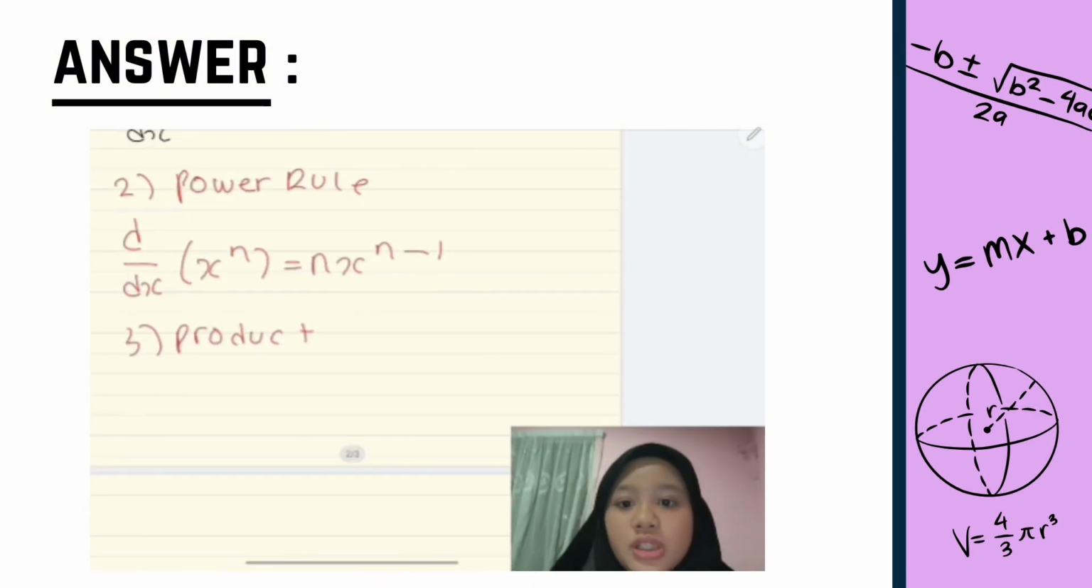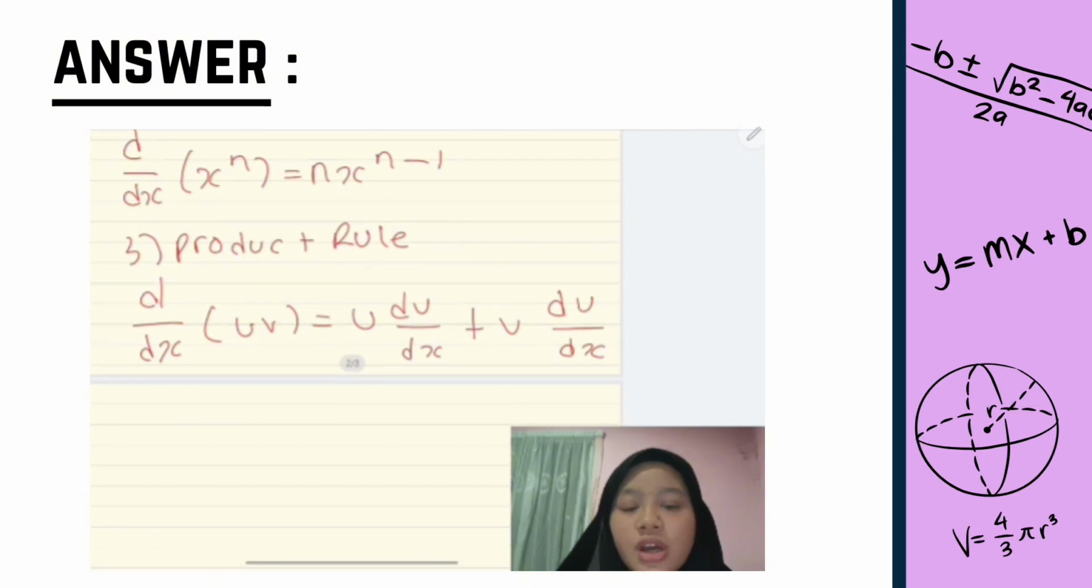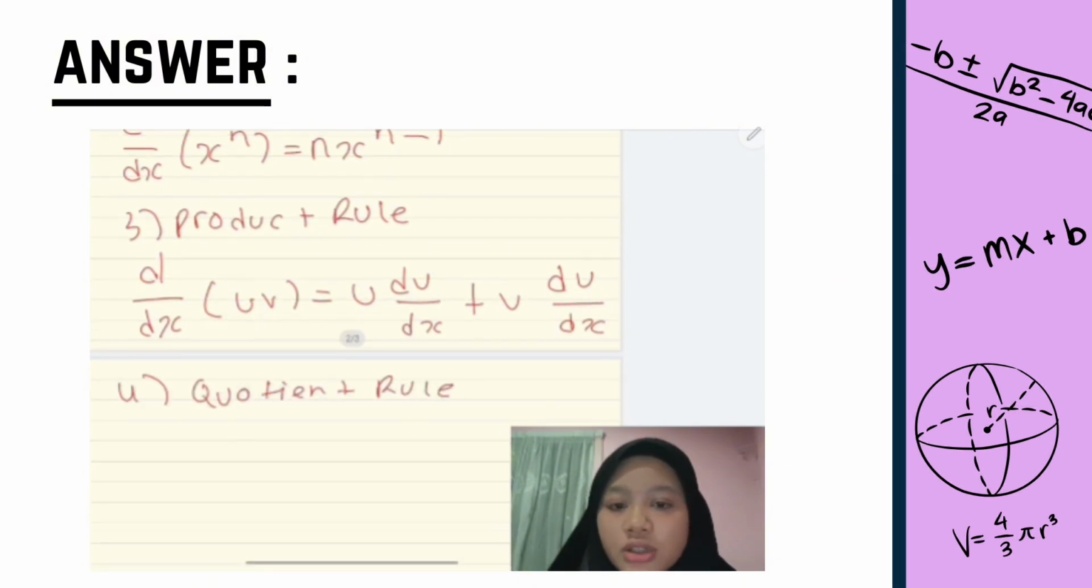This is the product rule. It is used when two functions are multiplied together. We keep the first function, differentiate the second function, then add the second function multiplied by the derivative of the first function.